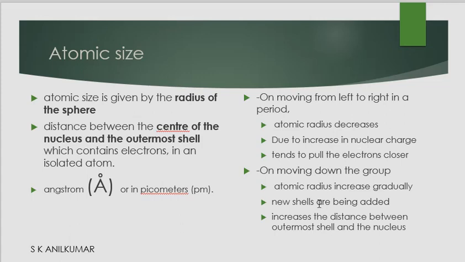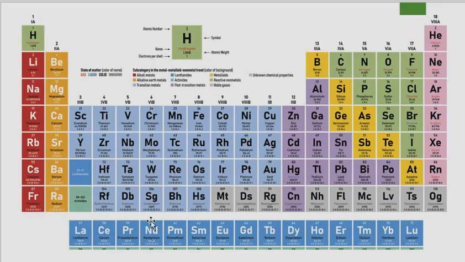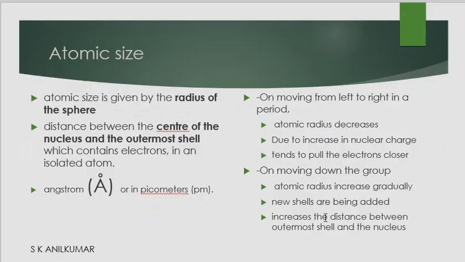On moving down the group, the atomic radius increases gradually. Why is it increasing? Because new shells are being added. The distance from the center to the shell is the atomic radius, so it increases the distance between the outermost shell and the nucleus.